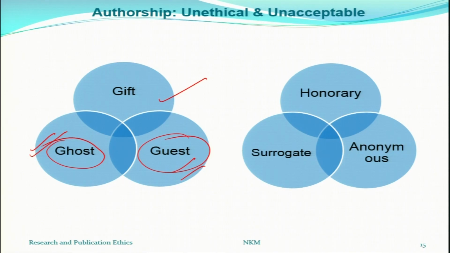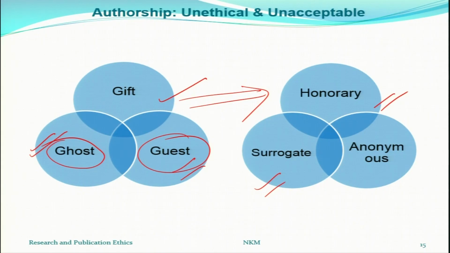Now honorary authorship, we can understand, is when we gift authorship to someone who has respect in the research community, or we want to honor a serious person in the research community, and we include his or her name. That's known as the honorary authorship idea. Now coming to the next idea, which is the surrogate.